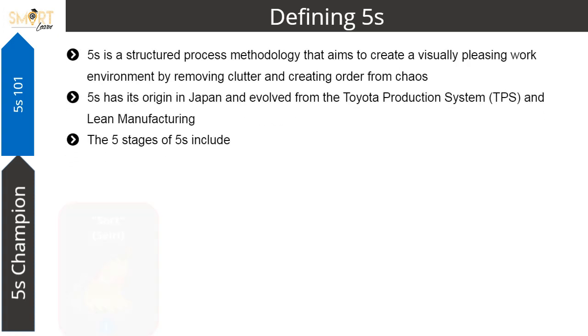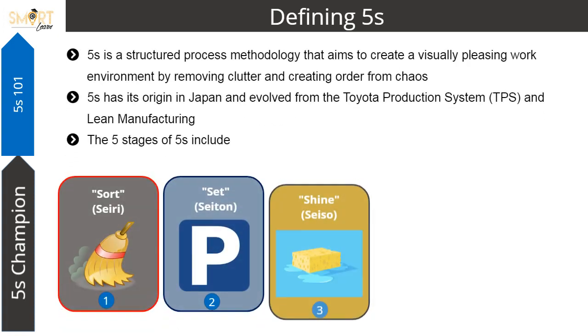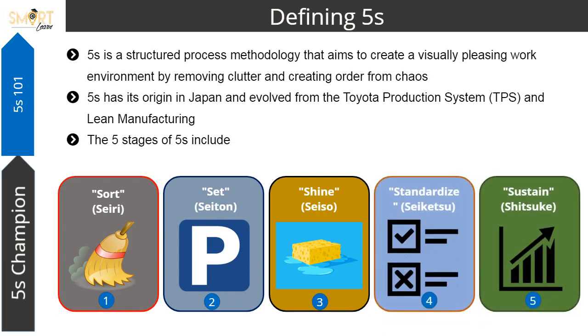Defining 5S. 5S is a structured process methodology that aims to create a visually pleasing work environment by removing clutter and creating order from chaos. 5S has its origin in Japan and evolved from the Toyota Production System, TPS, and lean manufacturing.